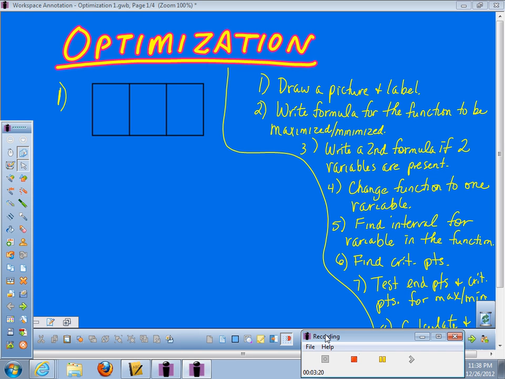So if you notice, the first thing it suggests you do is draw a picture and label it. In our case, what do we need to label it with? Well, it says we're looking for dimensions, so I'm going to use width and length. I'm going to refer to the long complete width, or complete length, as the length, and we're going to call the width each of these short sections.